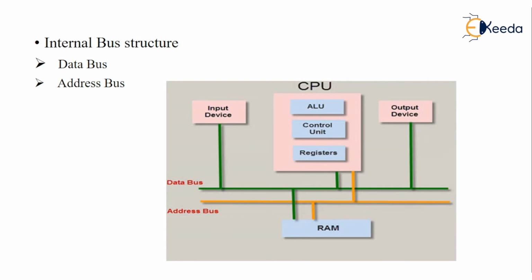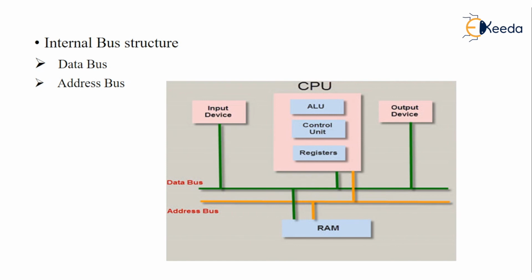Then the internal bus structure. What does a bus do? It carries the data from the microcontroller to external devices, from the input devices to the microcontroller, and from the microcontroller to the output devices. Buses are classified into the data bus and address bus. The data bus carries only data. For example, if I want to add 10 plus 20, the 10 will be carried by the data bus and the 20 will be carried by the data bus. Data buses are bidirectional.